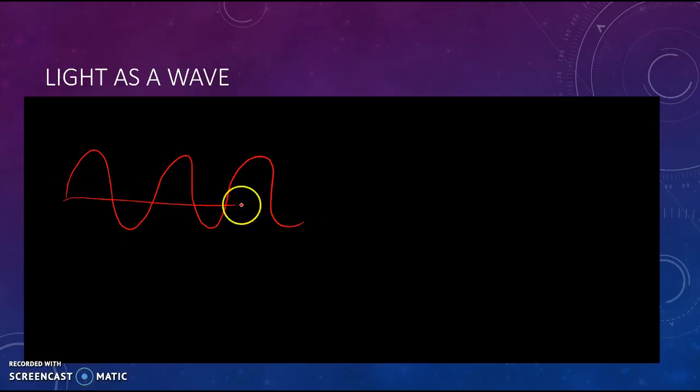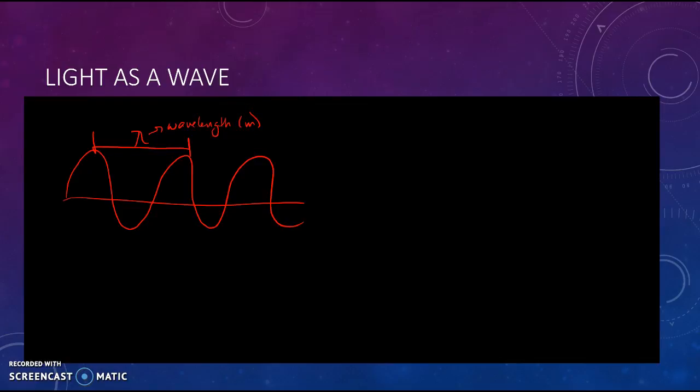So thinking of light as a wave, let's think of our typical wave. It looks like a sinusoid. It's probably not the best wave, but anyway, it has some parts to it. So we have this distance, which I mentioned in class, that's called the wavelength. The wavelength is going to be measured in meters, the SI unit of meters.